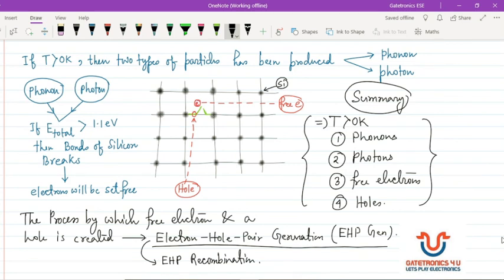This is all about the bond theory of semiconductors. In this bond theory, we have seen how the four types of particles are produced inside the semiconductors, and we have also discussed electron hole pair generation and electron hole pair recombination. This concept of energy band modeling of semiconductors is very important with respect to interviews in the PSU cases, and it will help to understand the semiconductor physics in the upcoming lectures.